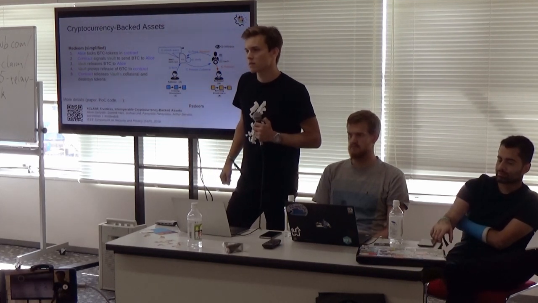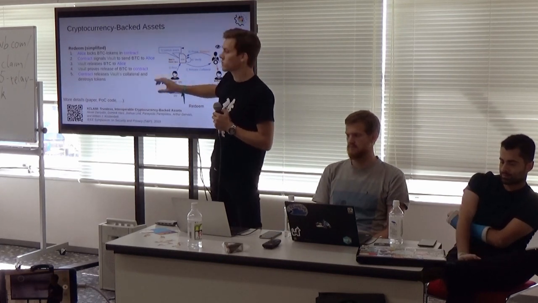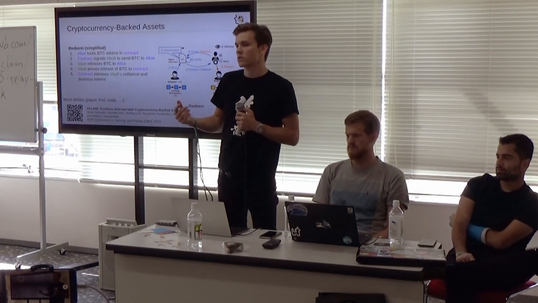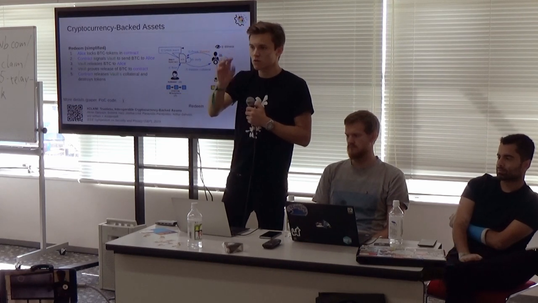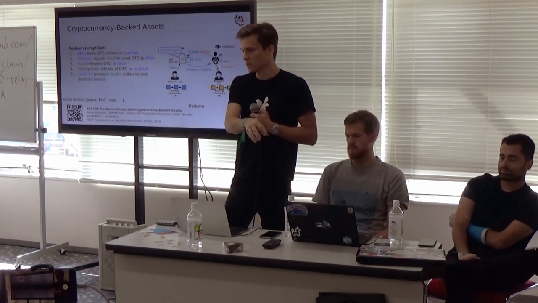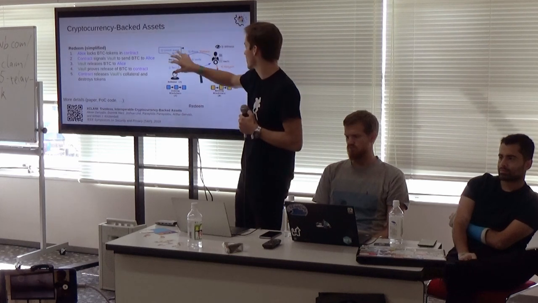Is the vault a smart contract or a loan? No, so this was constructed in a way that you need smart contracts only on one chain. A vault can be a smart contract or a participant, it could be a human on the Bitcoin side. You just need smart contracts on the side where you issue the tokens.